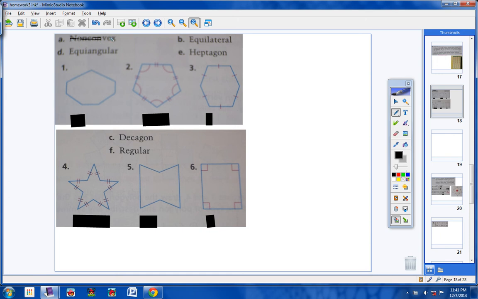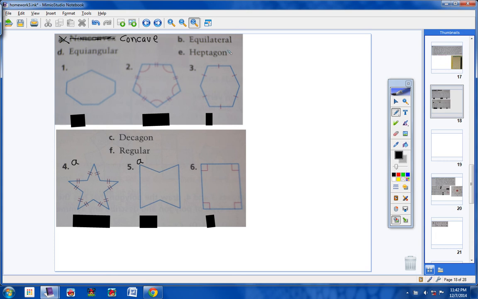Non-convex means concave. Okay? So, let's go through and find all the concave polygons and put the letter A with them. That's convex, convex, convex. Here's concave right here. Indentation right here. So we're going to put letter A right here. And also, here's concave, so we'll put an A with letter 5. Okay, cross off A.